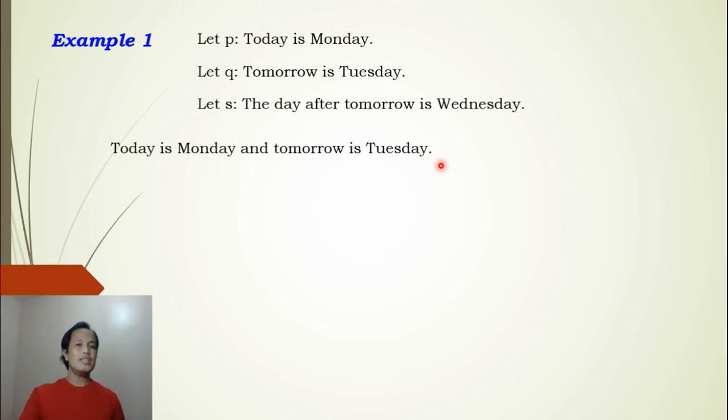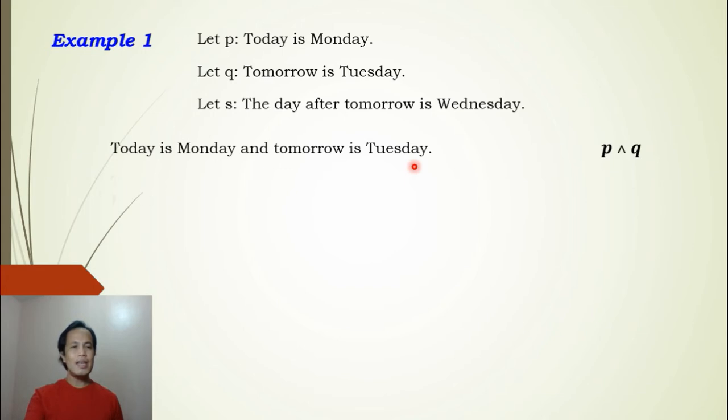If we analyze this statement, today is Monday refers to our P, and tomorrow is Tuesday refers to our Q. And since this is "and", of course, this is an example of a conjunction. So we will be using a symbolic logic to represent this statement. Today is Monday, which is our P. And since this is a conjunction, of course, we will be using this symbol, which represents the and. And tomorrow is Tuesday is Q. That's why we have this symbol, P and Q. This symbol represents this compound statement.